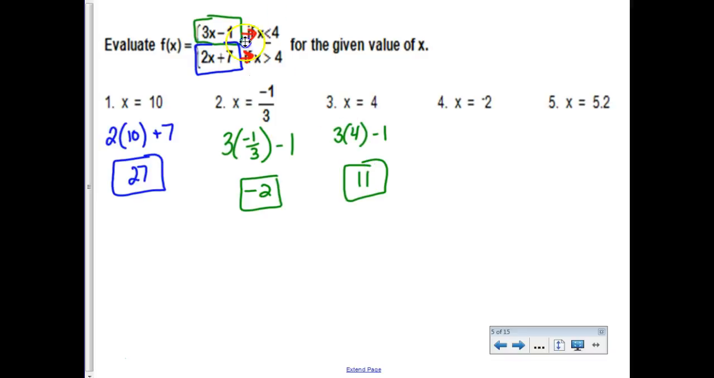Okay, negative 2. Same function, same restrictions. Negative 2. Should I use the top function or the bottom function for negative 2? Top, because negative 2 is less than 4. Good. So 3 times negative 2 minus 1. Negative 7.